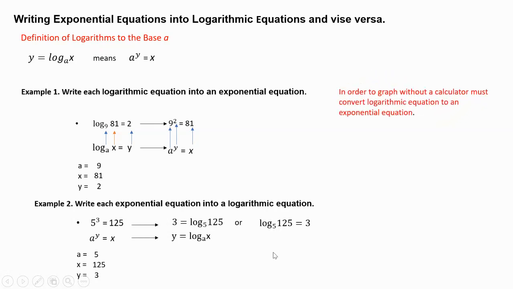Okay, now, in order to graph without a calculator, we must convert the logarithmic equation into an exponential equation. That's my next thing that I'm going to cover. Examples of exponential functions. These are all the exponential functions. And again, this was the lesson from last week. But I always review at the beginning what I did the previous week, so you guys can know what we talked about the previous week, and now what we're going to cover this week also.